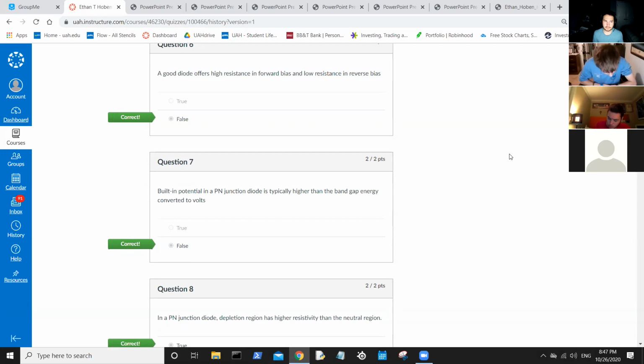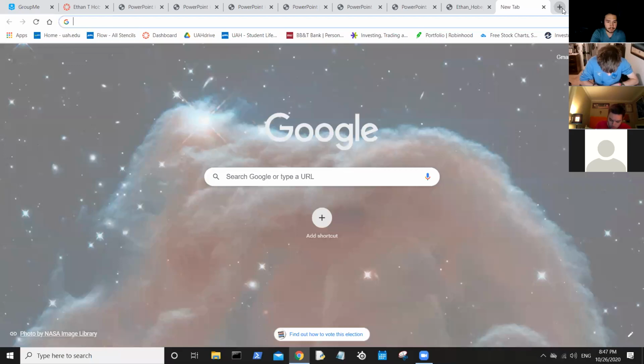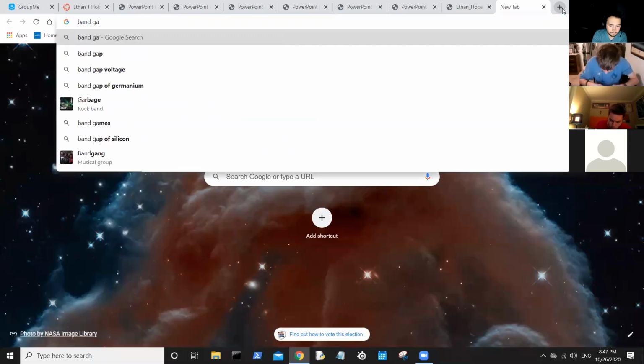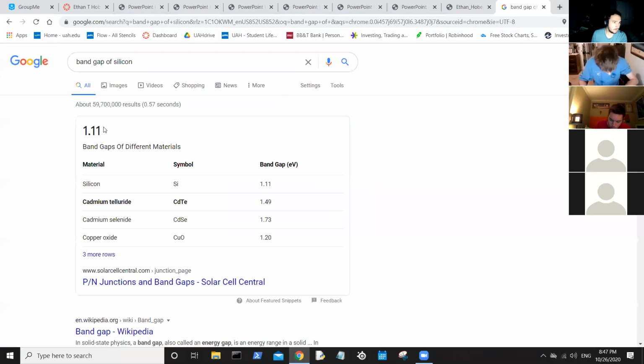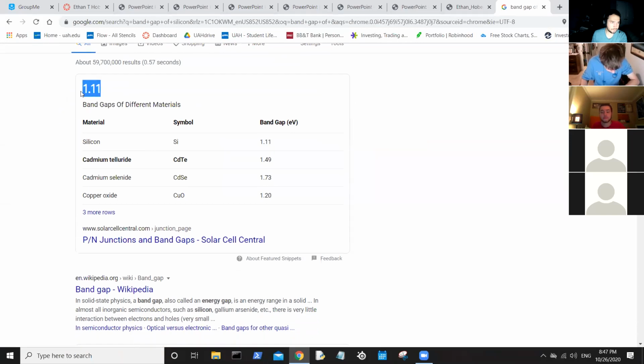You can also use a formula to calculate this as well. But I know that we can actually look up the band gap of silicon. It's 1.12, I think. Yep. In electron volts, and then obviously you have to convert that. So it's 1.12 about.